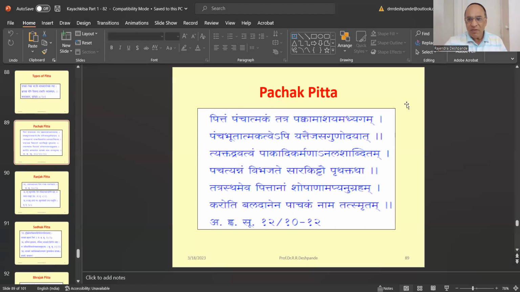Pittam panchatmakam tatra pakva amashaya madhyagam. Pakvashaya and amashaya in between, that is the grahani.